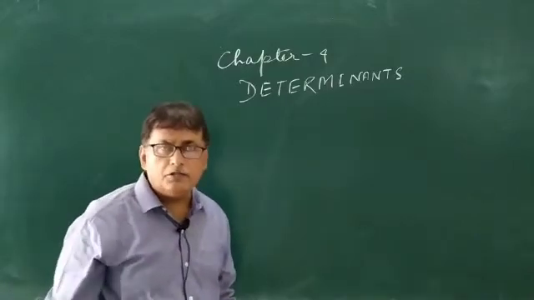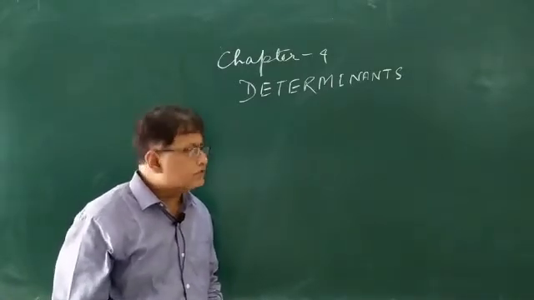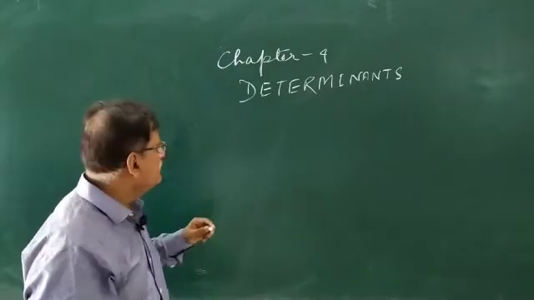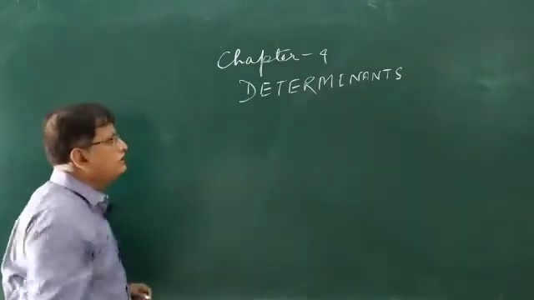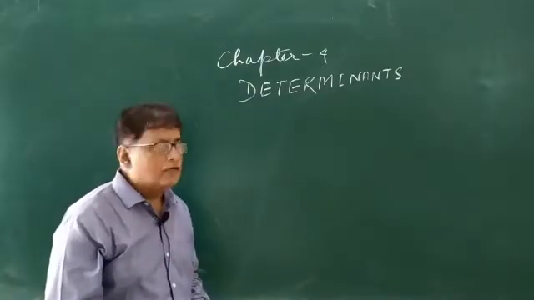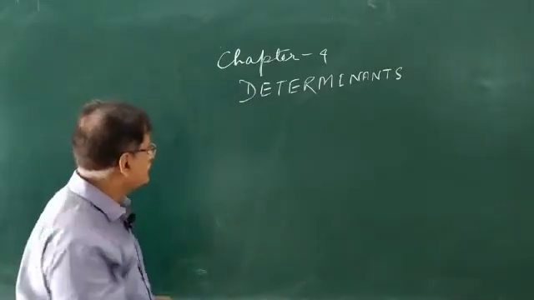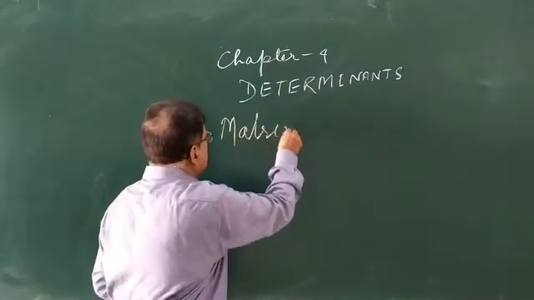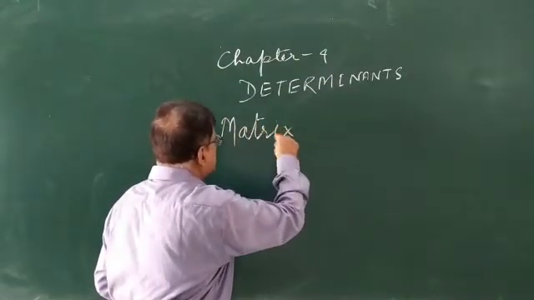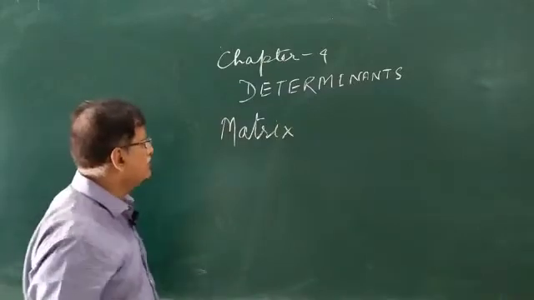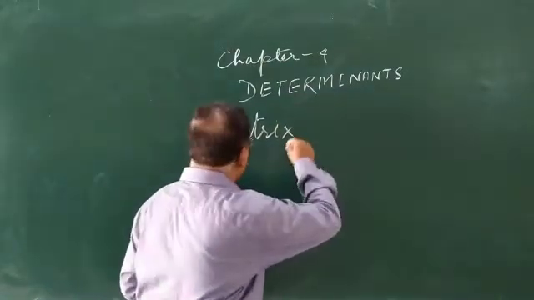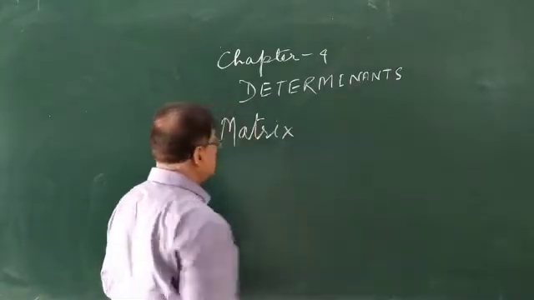Hello students, today we study chapter 4, determinants. So what is determinant? First question is, what is determinants? You already studied about matrix. Which type of matrix? Square matrix. So we consider only square matrix, a particular matrix, that is square matrix.